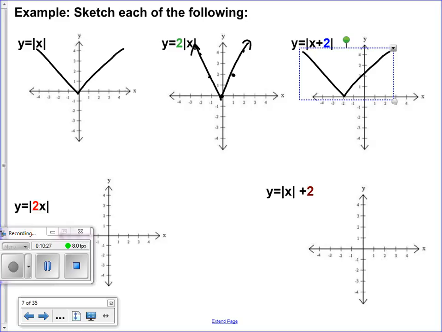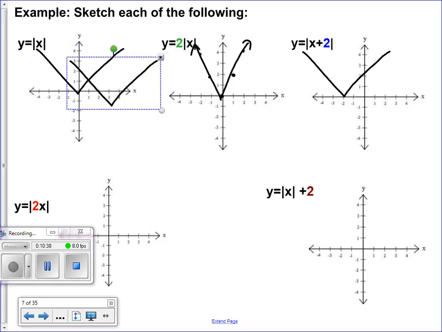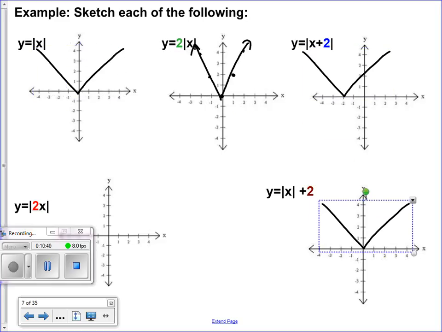Actually, let's skip this one for a second. Let's do that absolute value of x plus 2. What is putting that plus 2 outside the absolute value going to do to the graph? Move it up 2. Clone it. Bring it over here. It was down here. Now it moves up.